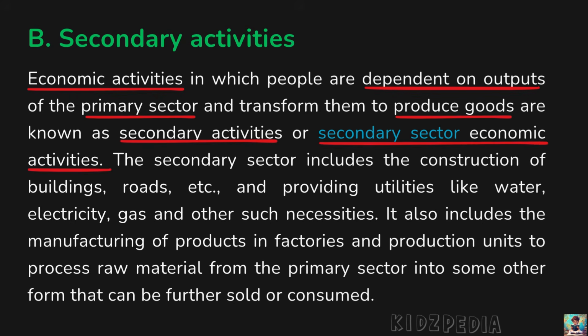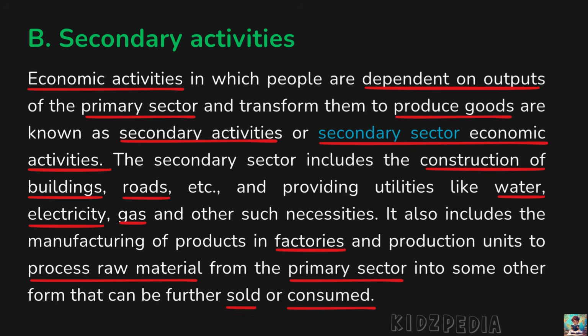For example, people in factories process raw materials and make useful goods. This sector also includes the construction of buildings, roads and bridges and the work of providing important services like water, electricity and gas that we use every day. We call these secondary activities because they come after the primary ones. So first, the primary sector gives us the raw materials and then the secondary sector transforms them into finished products that are ready for use or sale.